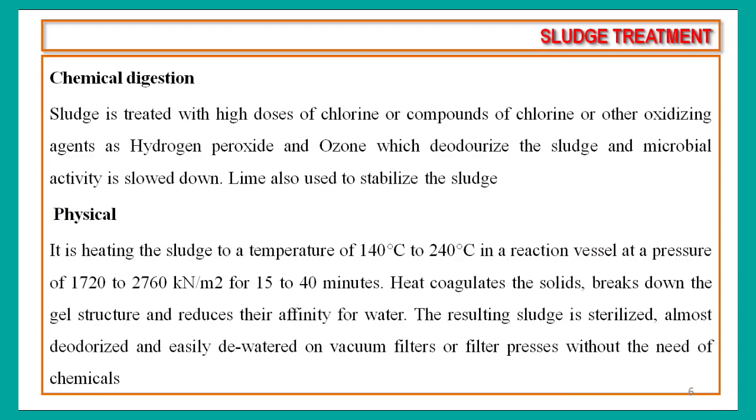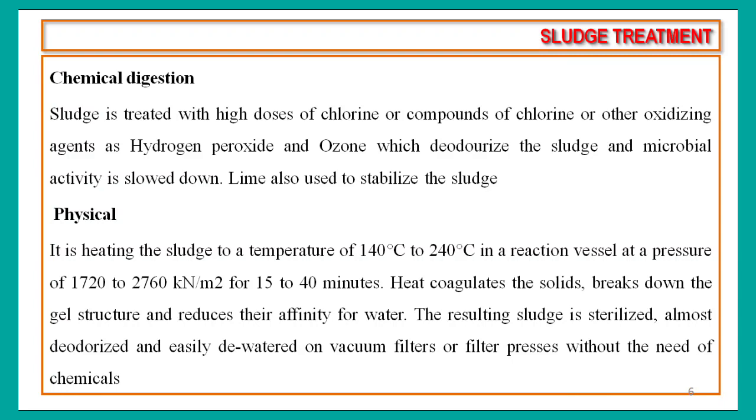That means a high dose of chlorine or chlorine compounds is used, and other oxidizing agents like hydrogen peroxide and ozone are used for the chemical digestion of the sludge. It also helps to slow down the activity of microbes. And sometimes lime is also used to stabilize the sludge.